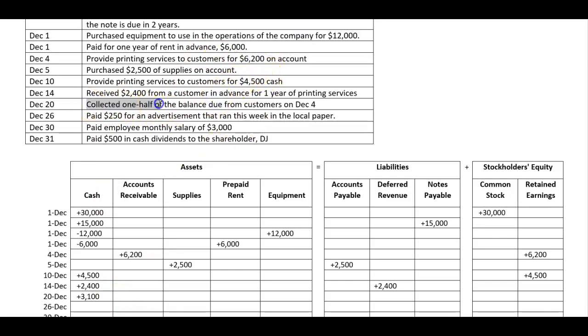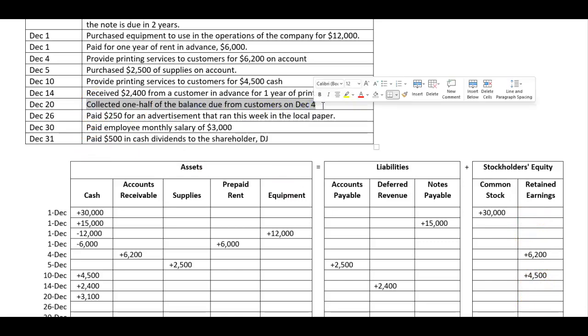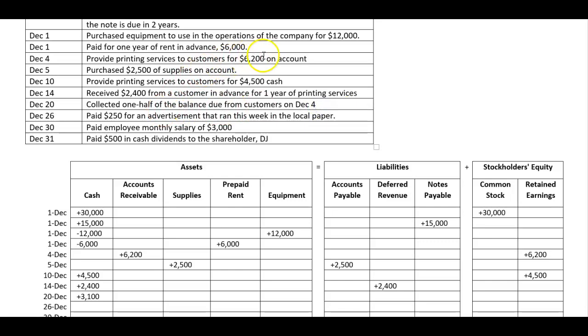Now, a lot of people, when we collect money, want to recognize more revenue. Absolutely not. We didn't do any additional services for our customers. We didn't provide them any additional work. They're simply paying us the amount they owe.